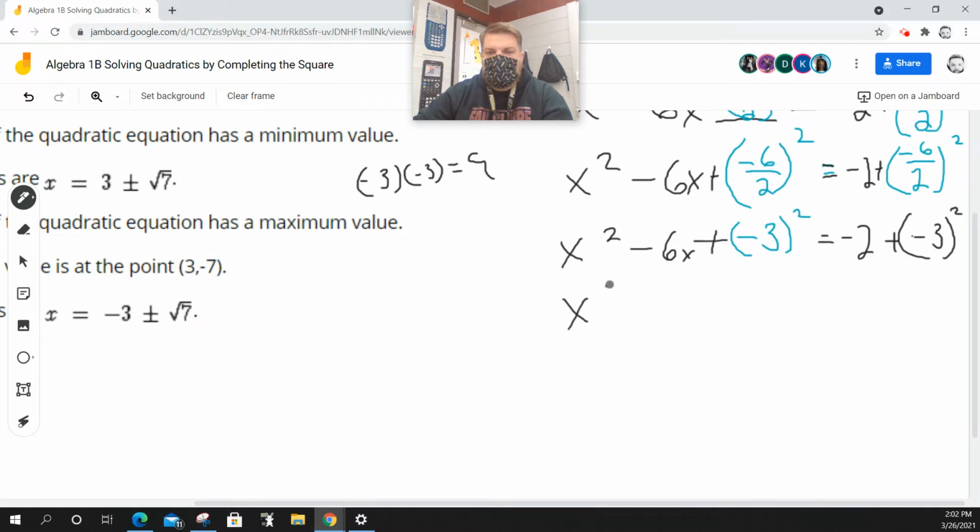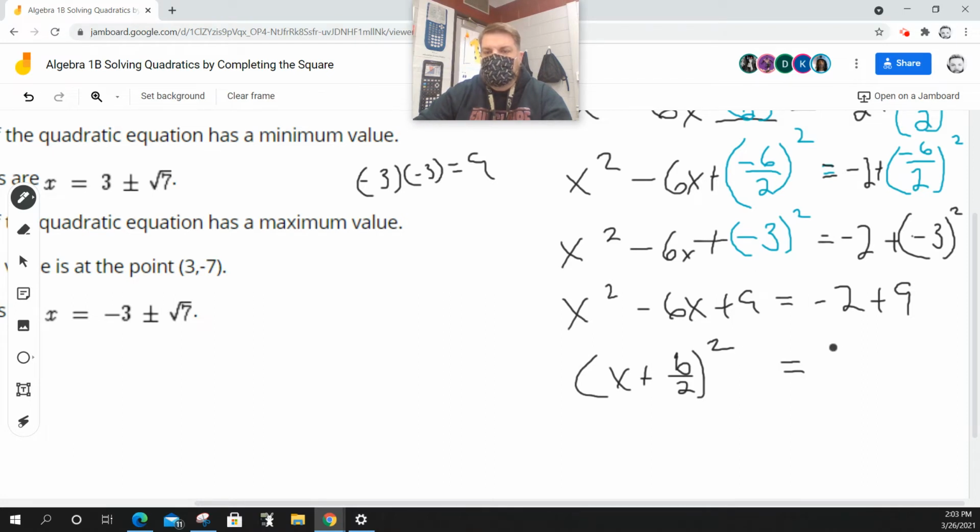So I've got x squared, oh no, not plus, minus 6x plus 9 is equal to negative 2 plus 9. You guys with me so far? Now this is a perfect square. This is the same as x plus b over 2 squared. By the way, what's 9 minus 2?